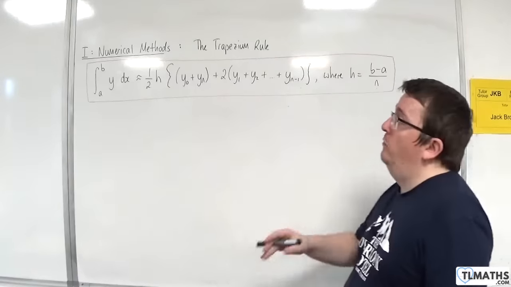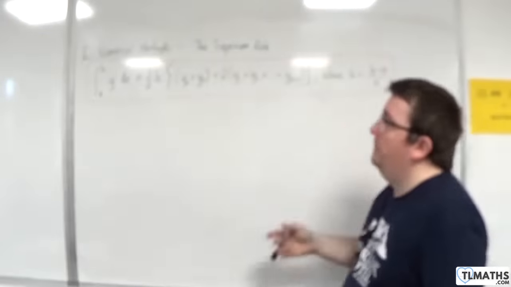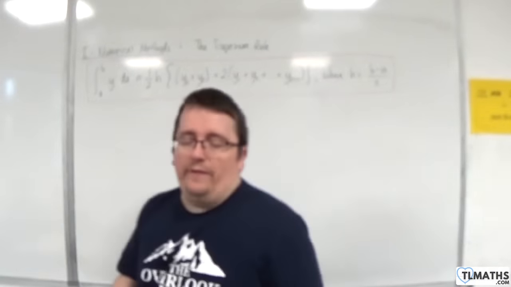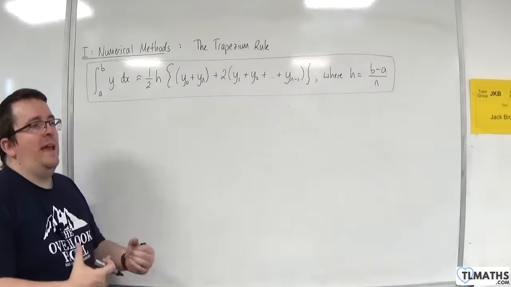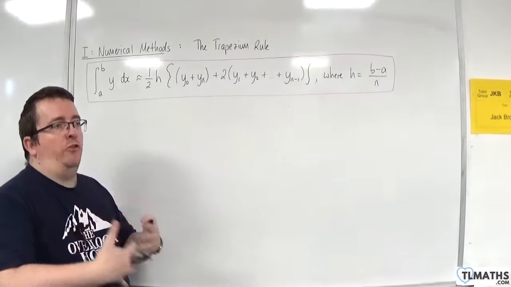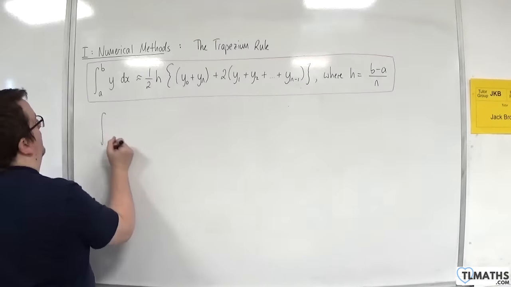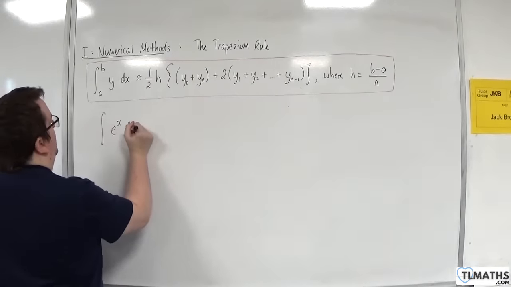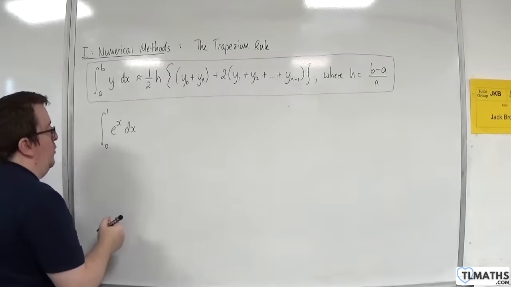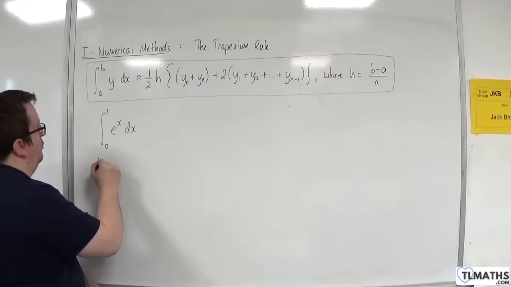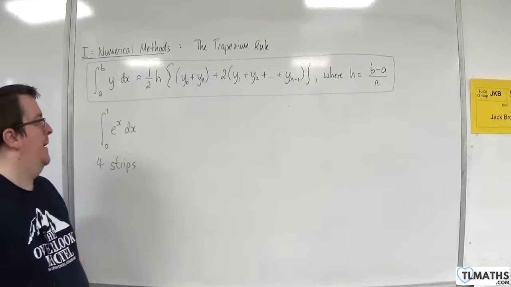Now, the trapezium rule formula is given to you in the formula booklet. Okay, so there's no reason why you should get this wrong. So really, with the trapezium rule, you just want to get used to a rigorous way of laying out your work. So let's say we go with something easy to work with. Let's go with e to the x dx, and we're integrating between 0 and 1, and let's go with 4 strips, or 4 intervals, if you like, okay?